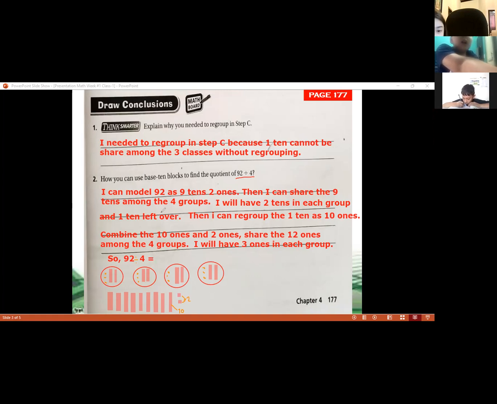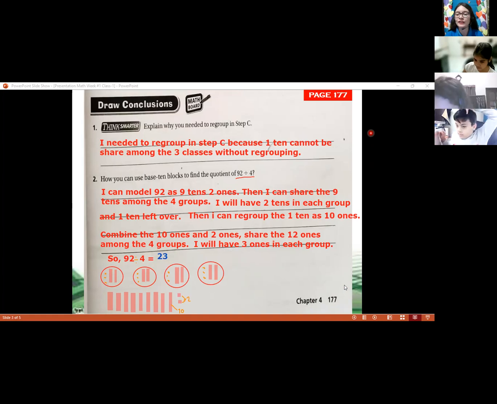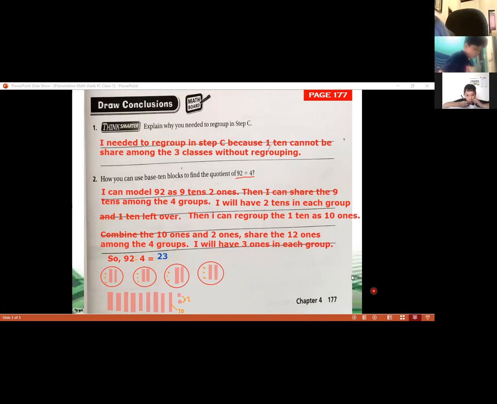So what is the answer? If we have 2 10s and 3 ones. 5. No, class. It's going to be 23. 23 is the answer. Remember, why 23? Because we have 2 10s, so we write the 2 10s and the 3 ones. So 23 is the answer of the division 92 divided by 4. It's equal to 23.